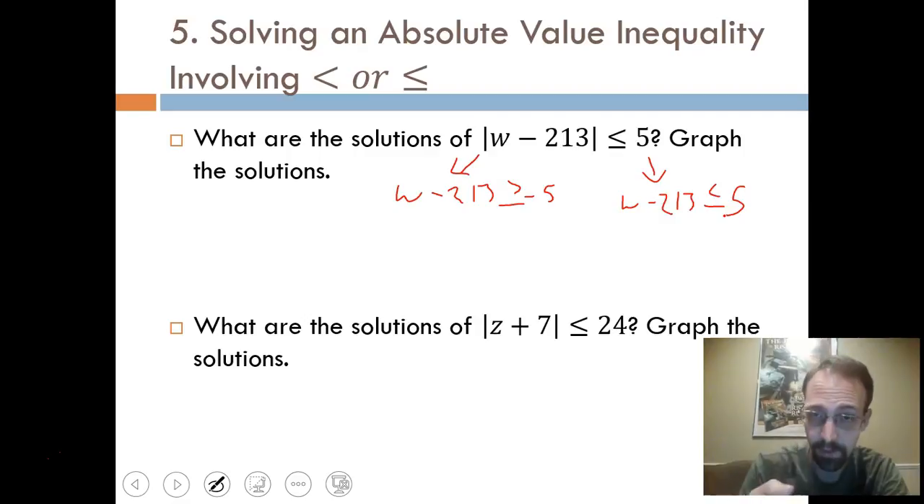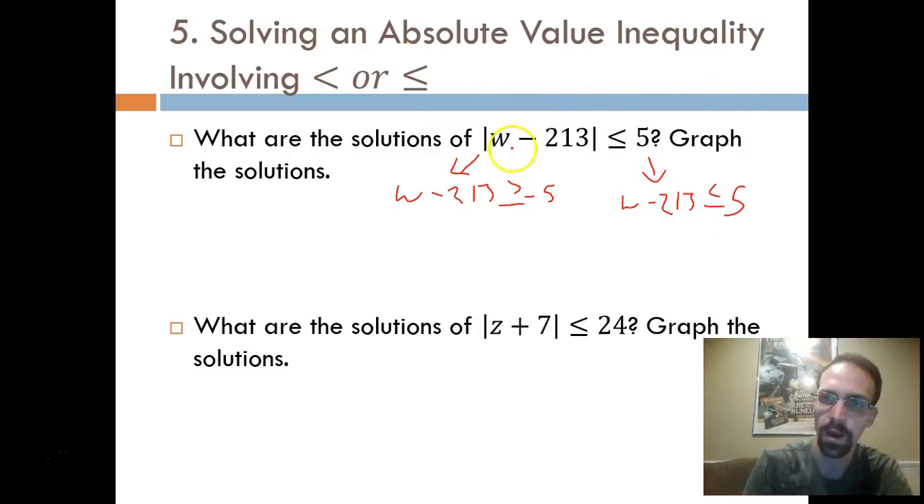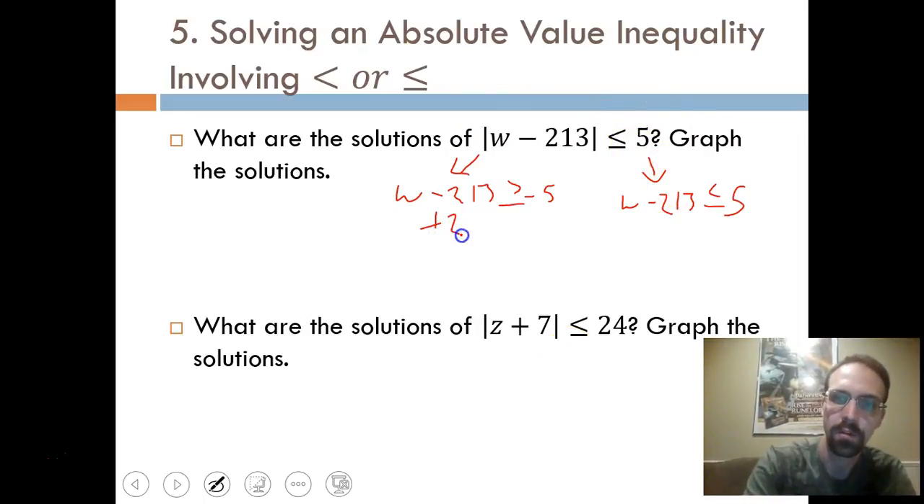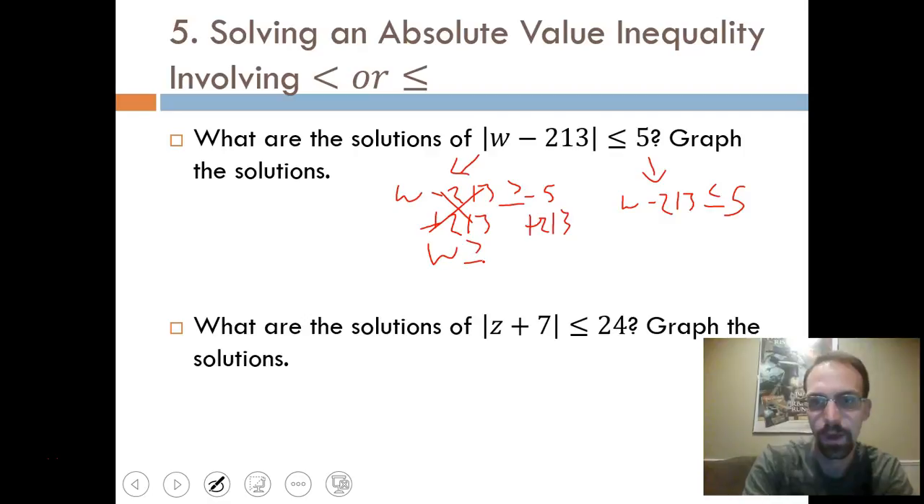Again, these have solutions because my first one right here is positive. If that was a negative number, then I couldn't do it. So I solve these like I would normally. So I add 213 on both sides. That cancels out here. You get w is greater than or equal to 208.